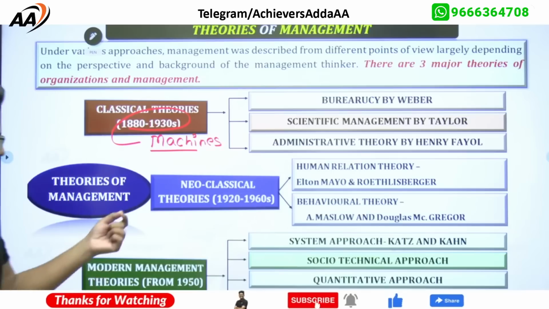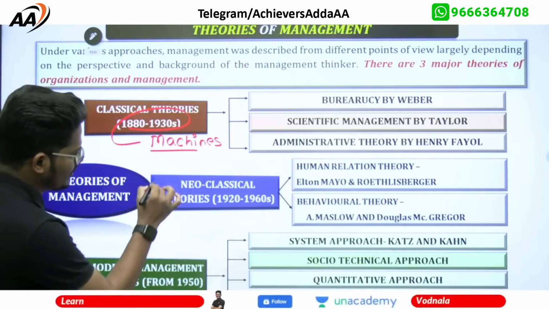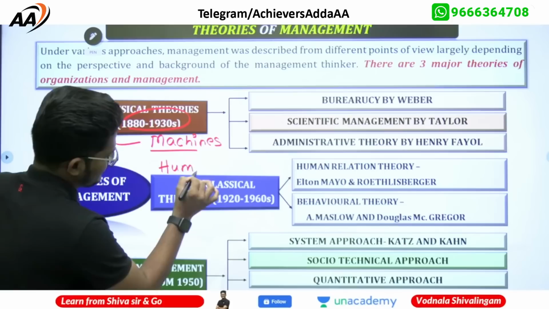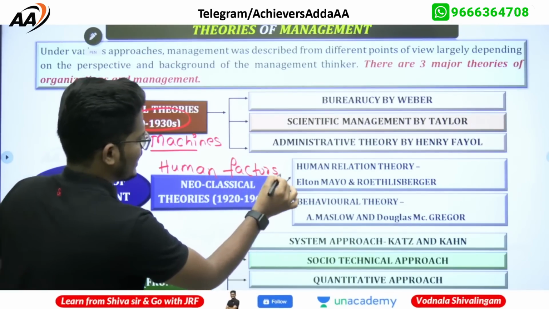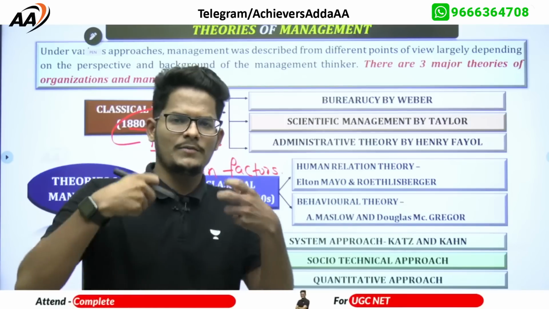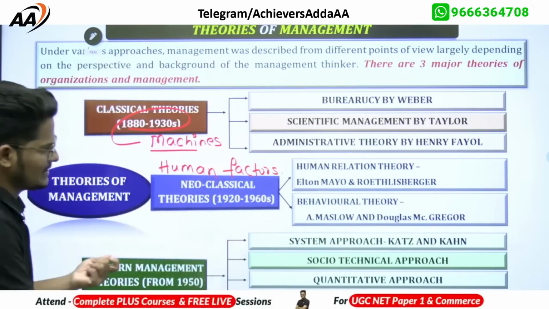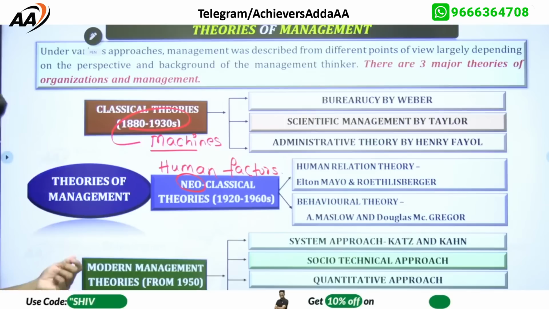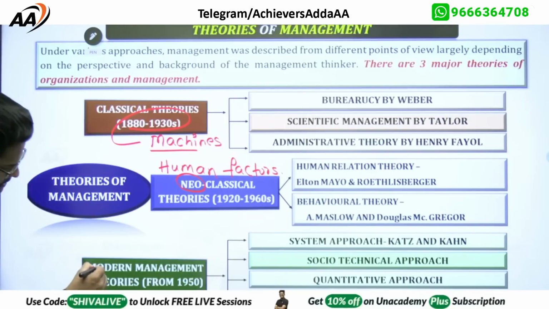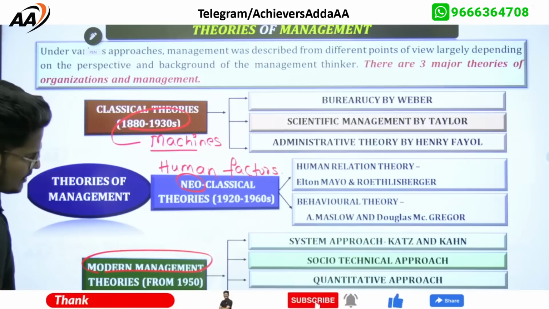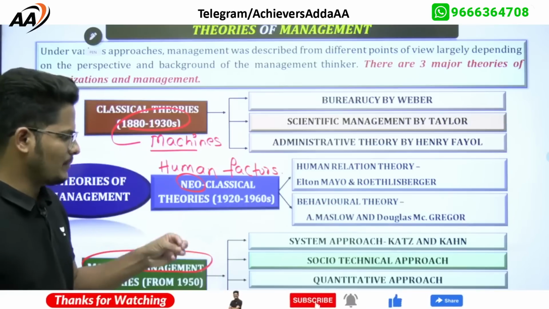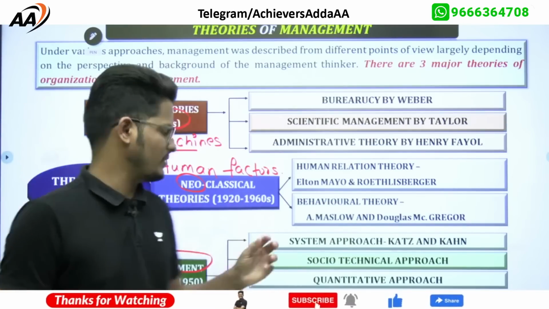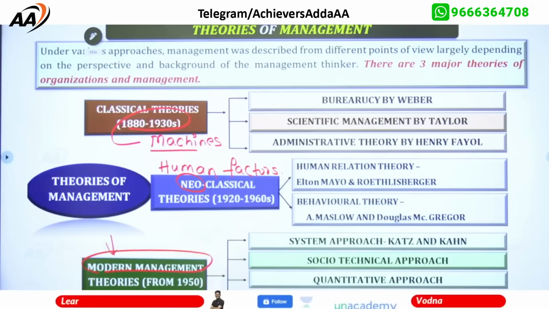Whereas in the neoclassical theories, the human factor got considered: human emotions, feelings, conditions, what they actually want, and what type of facilities they require. That is addressed in neoclassical. Whereas modern management theories go over and above human factor consideration, providing proper facilities, bonus and incentives. That comes under modern, which is a recent development.